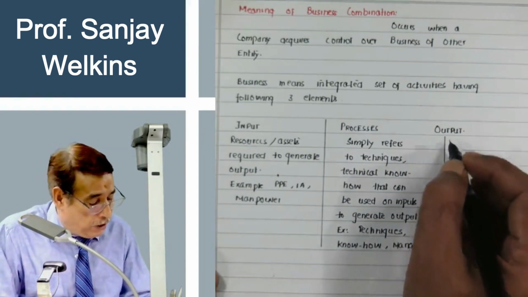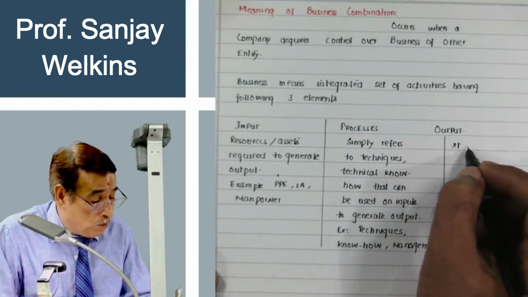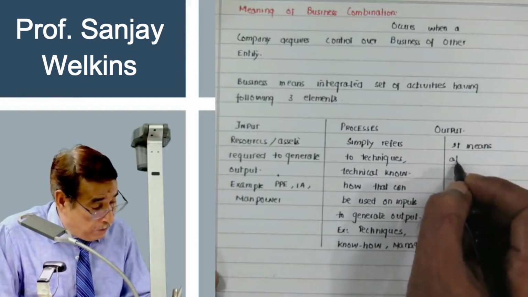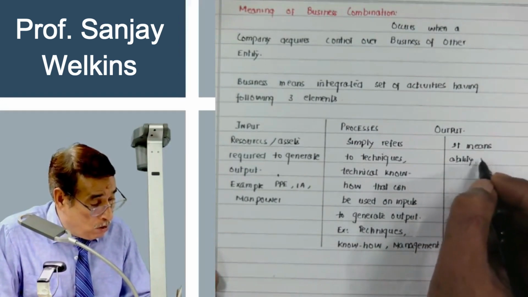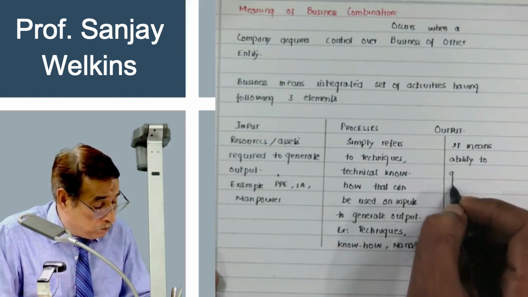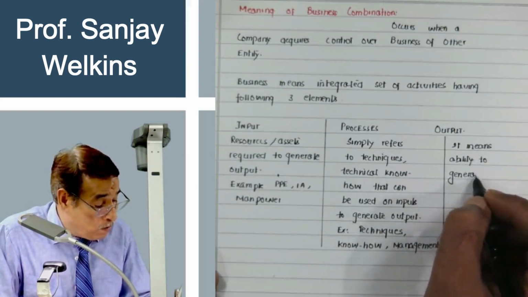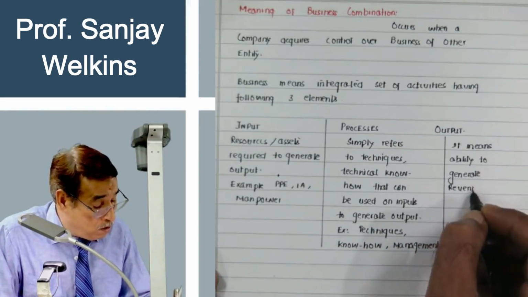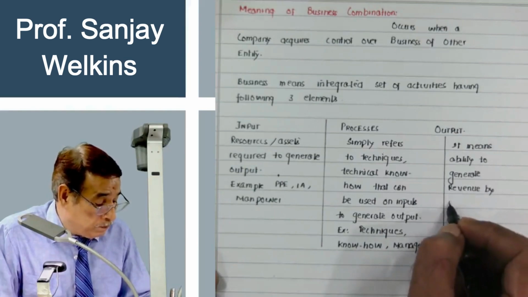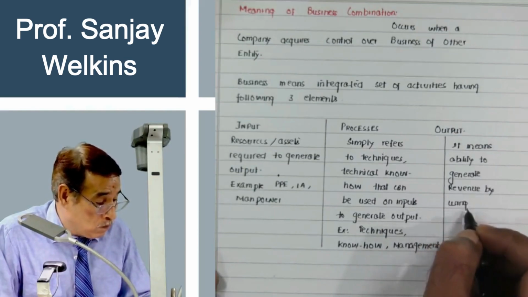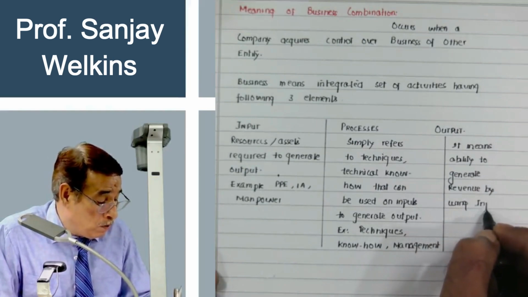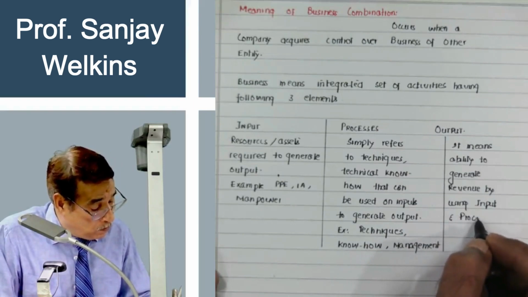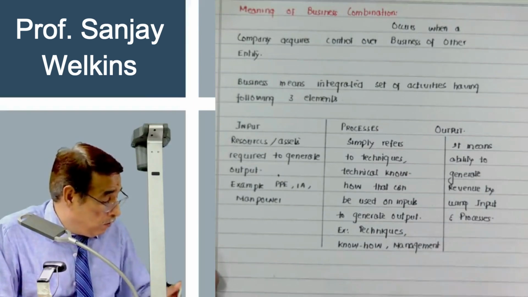So output means ability to generate revenue by using input and processes. Try to understand this way around.